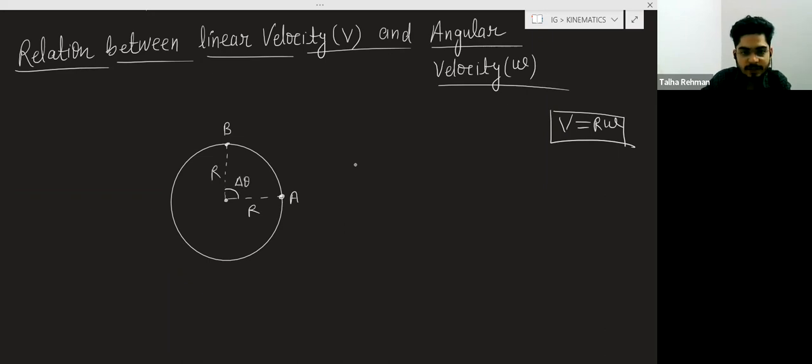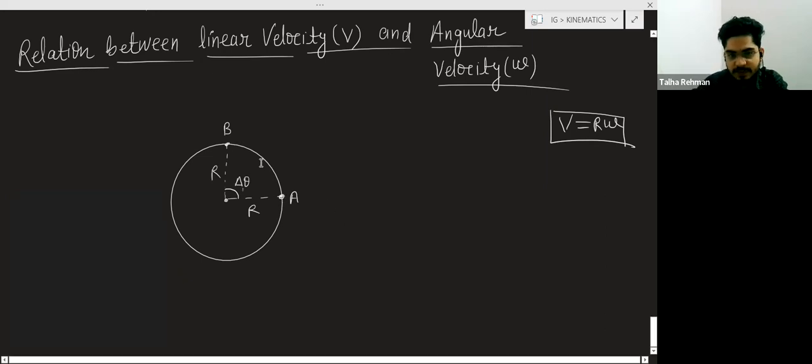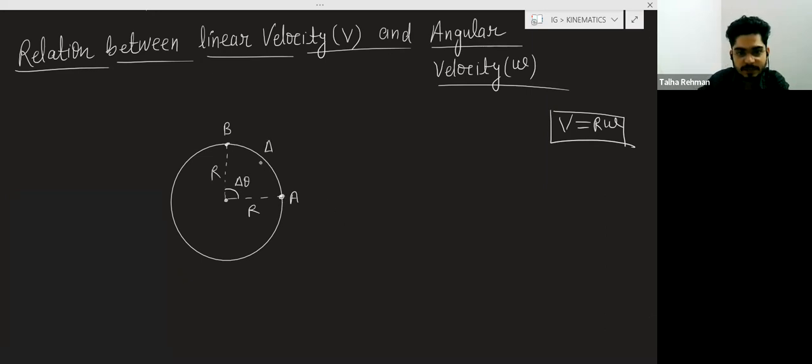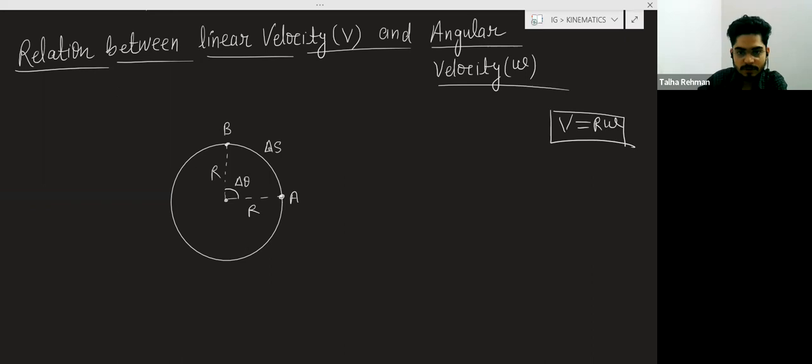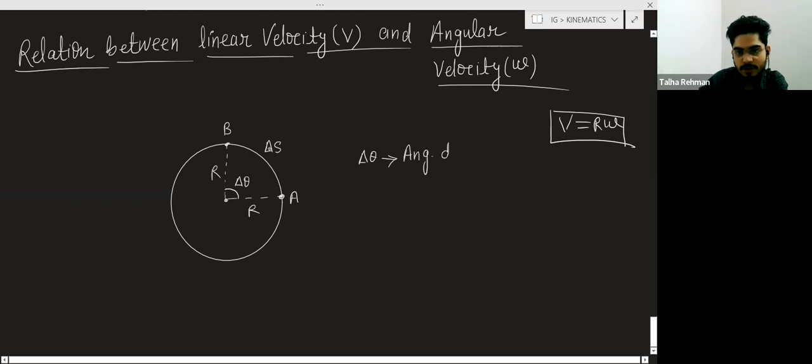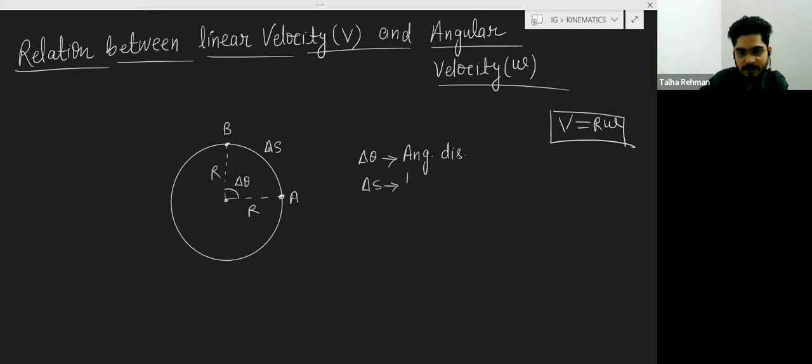And this displacement AB, suppose delta S. What is delta theta? Angular displacement. Delta theta is angular displacement. Delta S is the linear displacement.